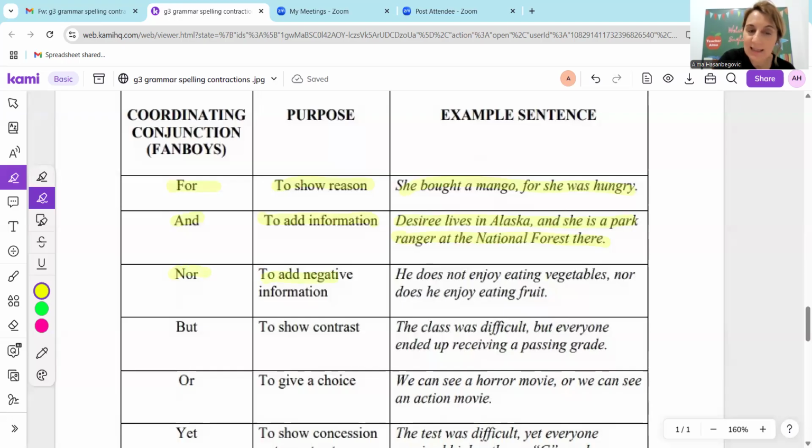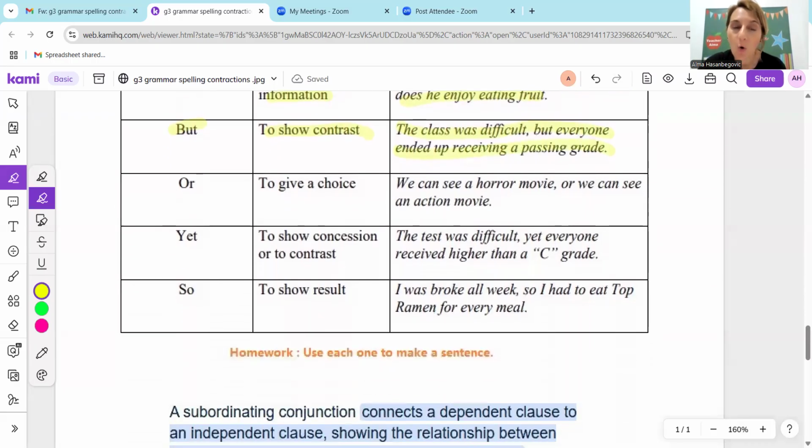Nor is giving us the negative information. He does not enjoy eating vegetables, nor does he enjoy eating fruit. But means to show contrast. The class was difficult, but everyone ended up receiving a passing grade. Or is used to give choice. For example, we can see a horror movie or we can see an action movie. You give a choice. We can do this or we can do that.